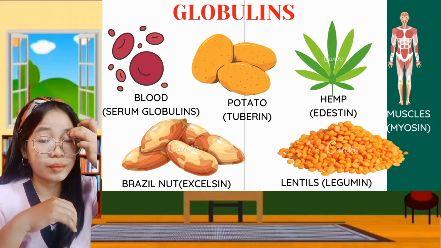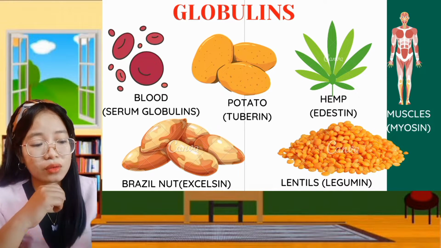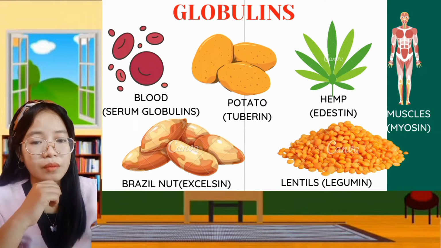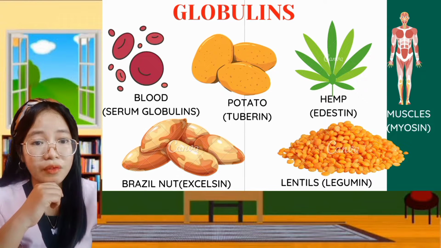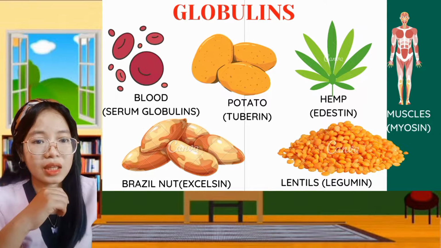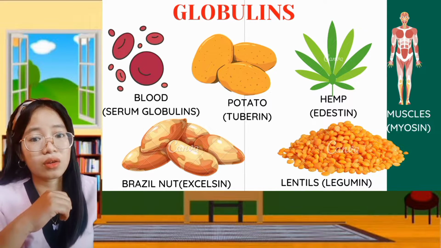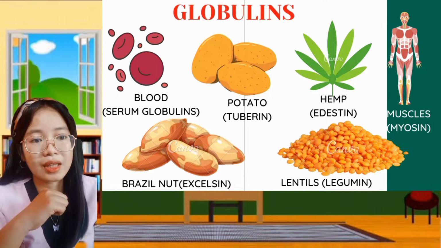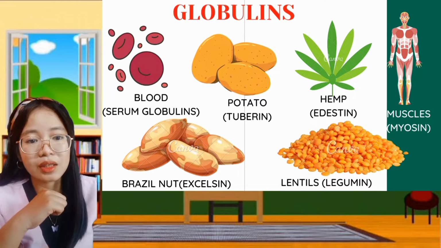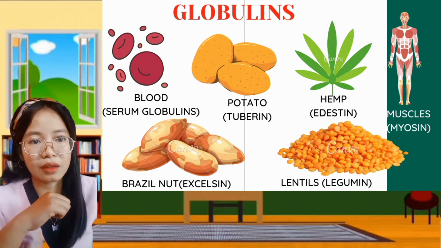These are the example products where you can find the simple proteins called globulins. Also in the blood, called serum globulins, in potatoes, called tuberin, in hemp, called edestin, in mussels, called myosin, in the Brazil nut, called excelsin, and in lentils, called legumin.